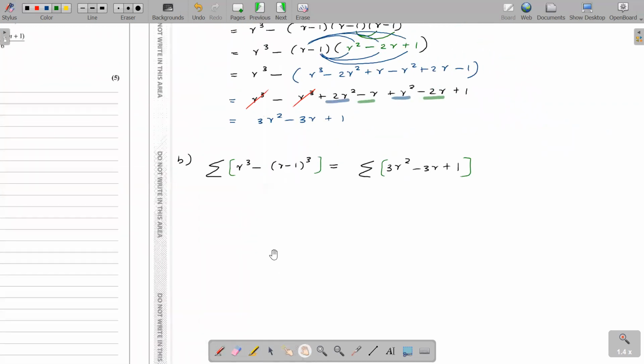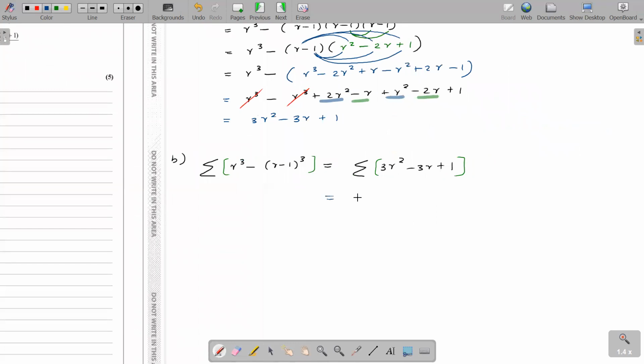Okay. So then over here, this is equal to 3 times the summation of r square. This is open the bracket. Now over here, you can put the summation mark inside. Look at this. I took the summation of both sides. And this is 3 times the summation of r square, minus 3 times the summation of r, plus the summation of 1.